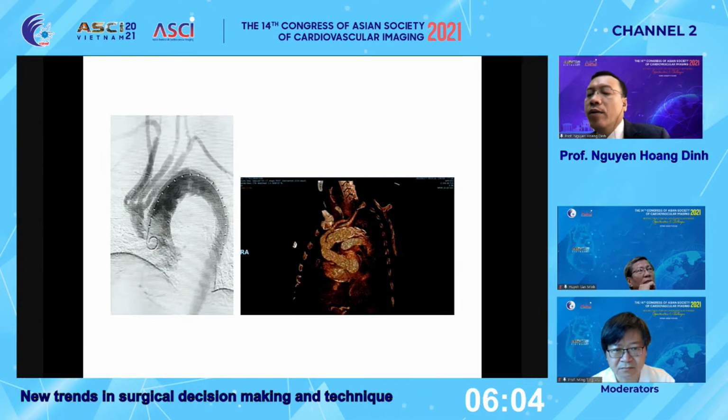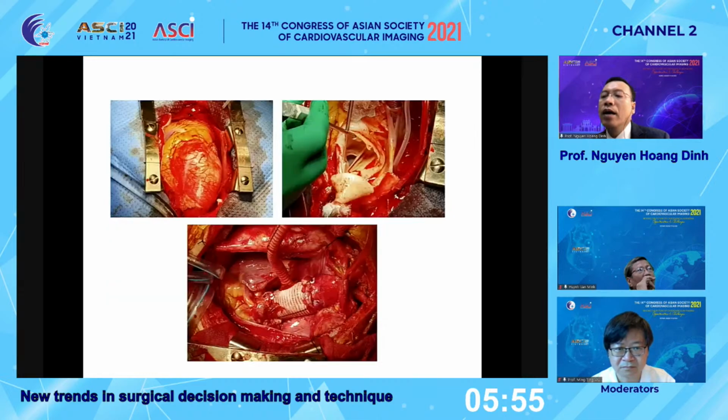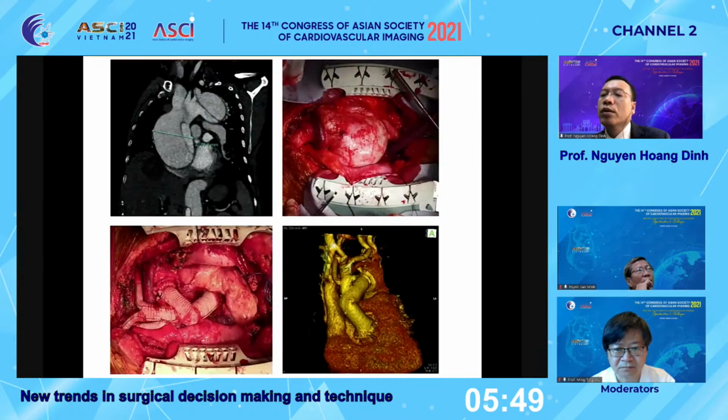2 weeks later, we did a TEVAR uneventfully, and the patient was discharged at post-op day 21. Some more cases as our center performed with the same approach.